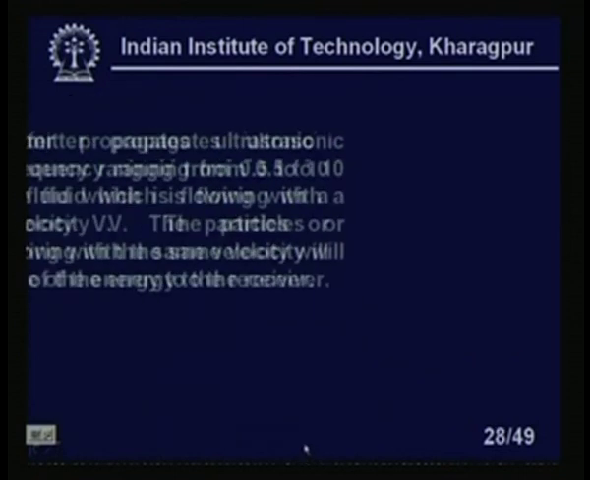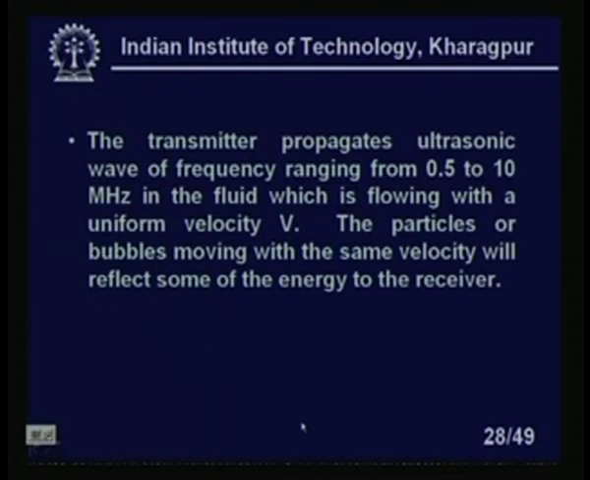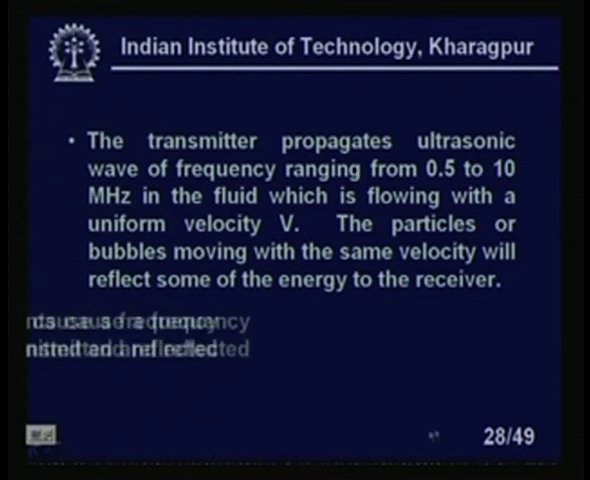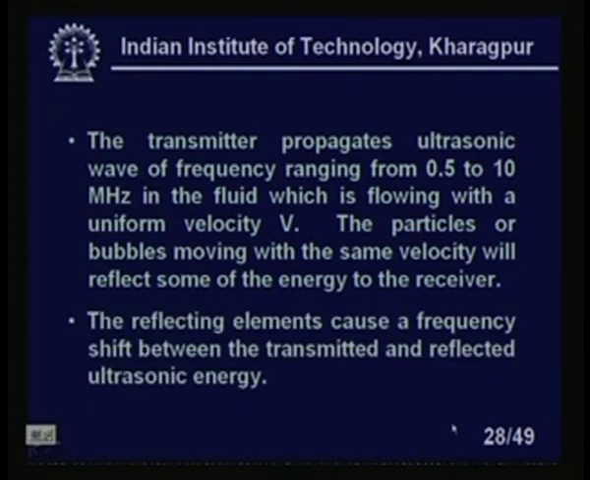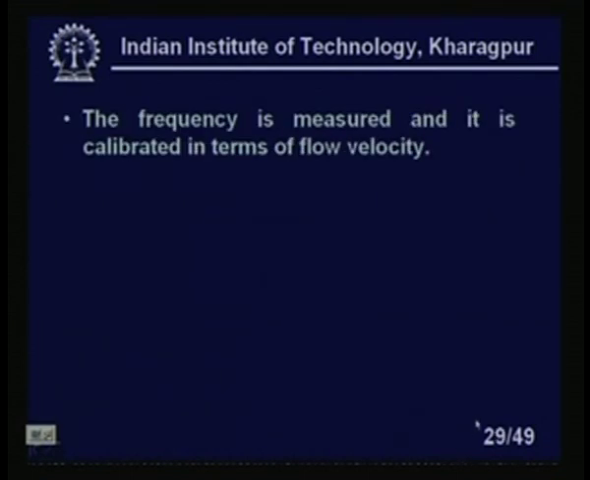This is the Doppler shift ultrasonic flow meter. The transmitter propagates an ultrasonic wave of frequency ranging from 0.5 to 10 megahertz in the fluid, which is flowing with a uniform velocity of v. The particles or bubbles moving with the same velocity will reflect some of the energy to the receiver, right. Some of the energy will be received by the receiver, which is again a piezoelectric crystal. The reflecting elements cause a frequency shift between the transmitted and reflected ultrasonic energy. The frequency is measured and it is calibrated in terms of flow velocity.